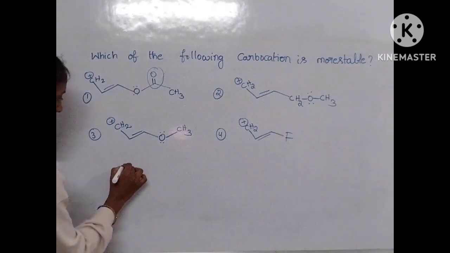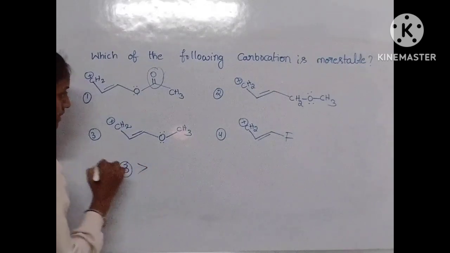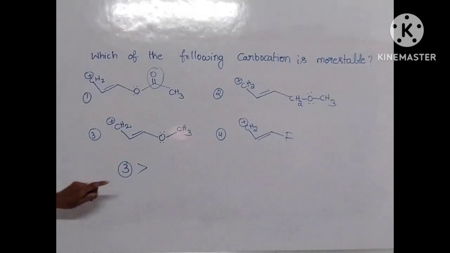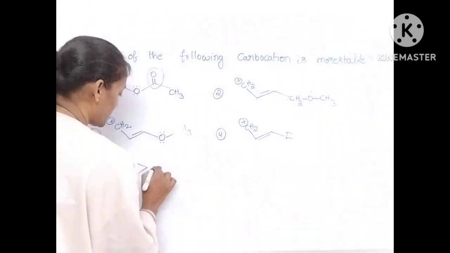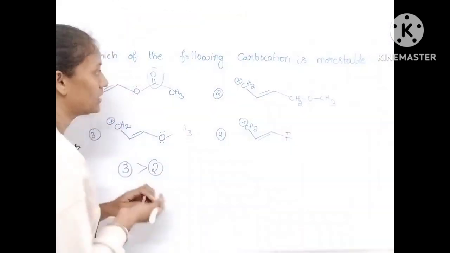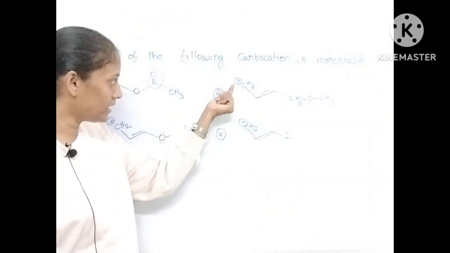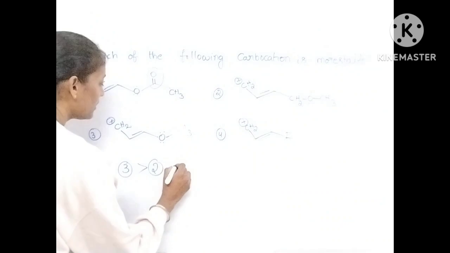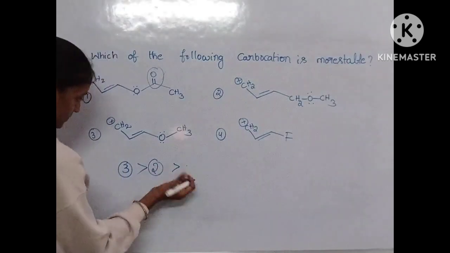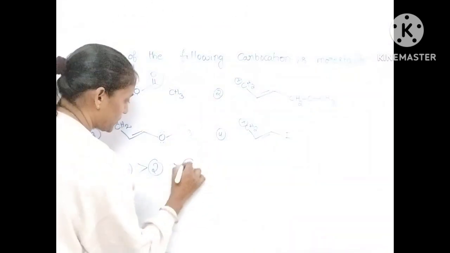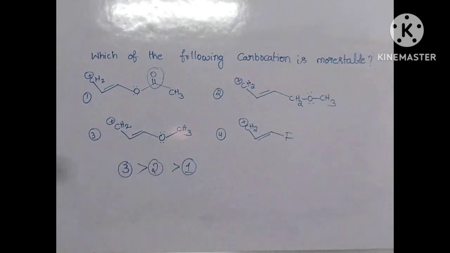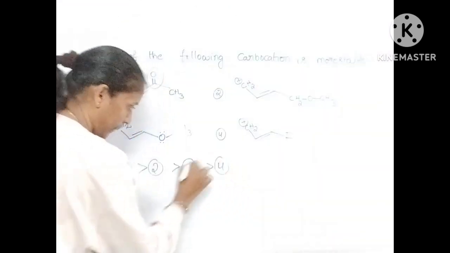So the third one is the first most stable, and after that the second stable one is the second option. Here, see, a double bond is there, and then here. This is the second. Next one is the first option. The first molecule comes here. See this one. After that, the fourth one.